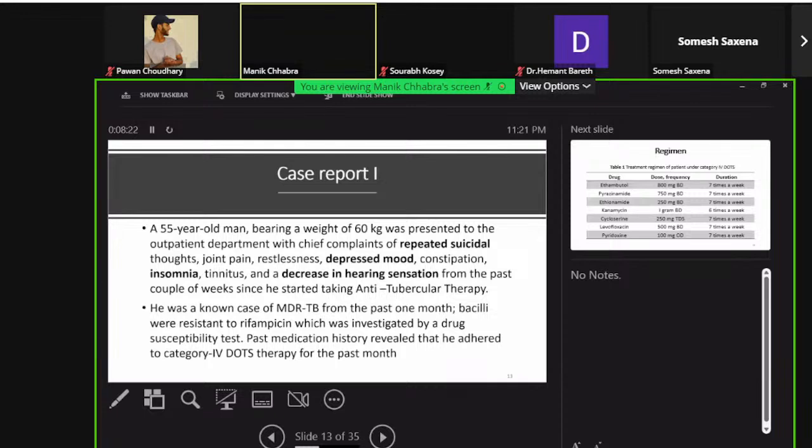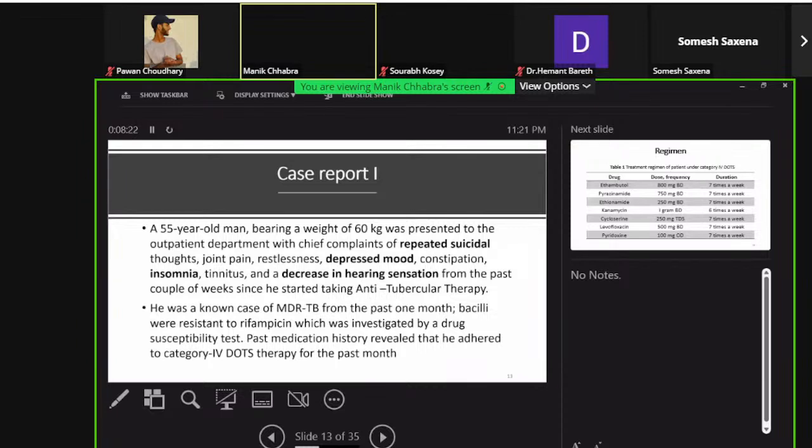Then if we see the DOTS regimen, we have different classes of drugs like ethambutol, pyrazinamide, ethionamide, kanamycin, cycloserine, levofloxacin, and pyridoxine, which were prescribed to the patient. So based on this treatment chart, are there any thoughts on which drug can cause this adverse drug reaction? Hearing loss. Can anyone predict this hearing loss? If anyone from Zoom would like to jump in.